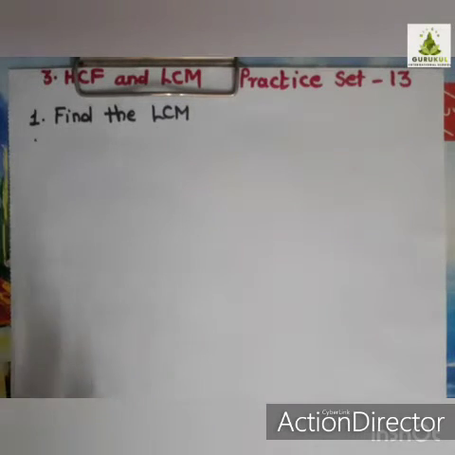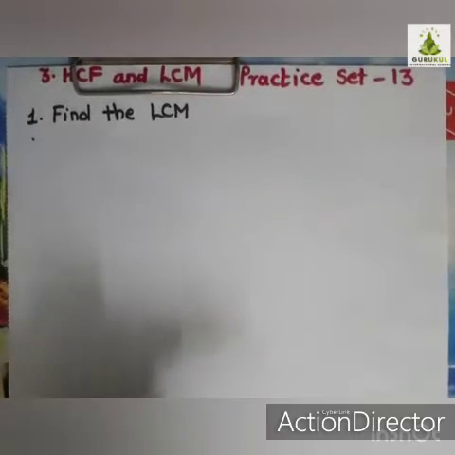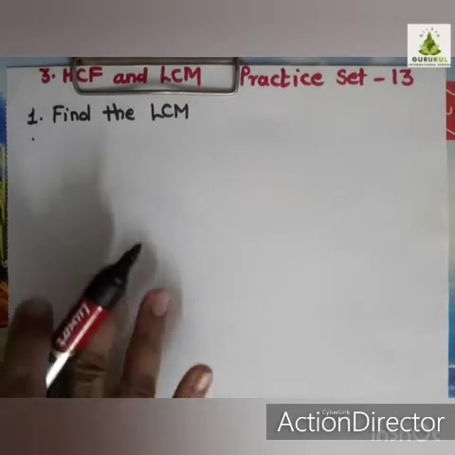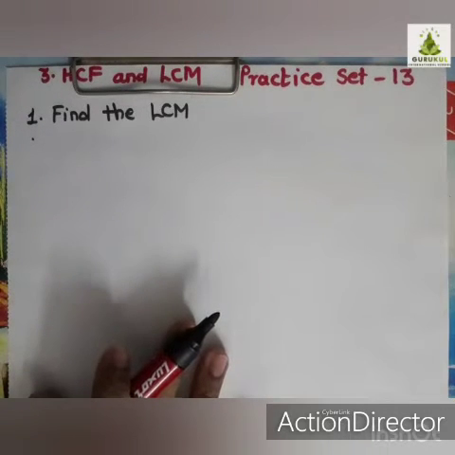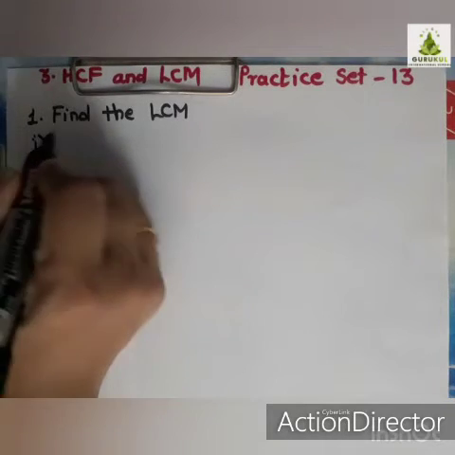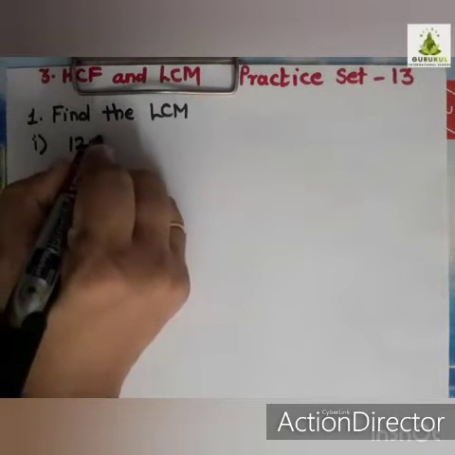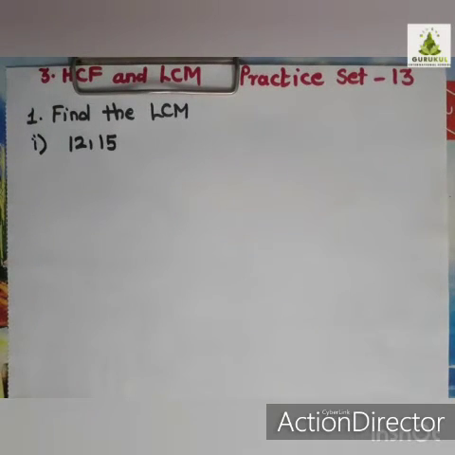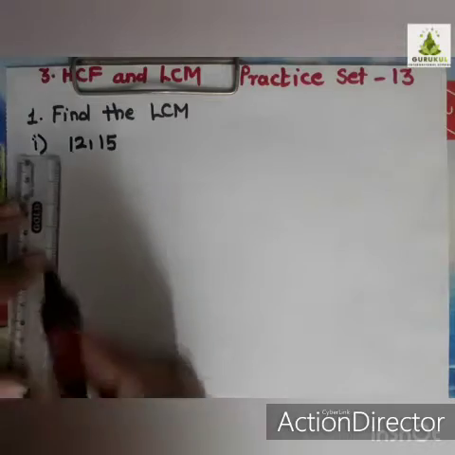I will show this one sum with both methods. Whichever you find convenient, you can use. But for the rest of the sums, I will use the vertical method. So the first sum is 12 and 15. The two numbers given are 12 and 15, and we have to find the LCM for these numbers.